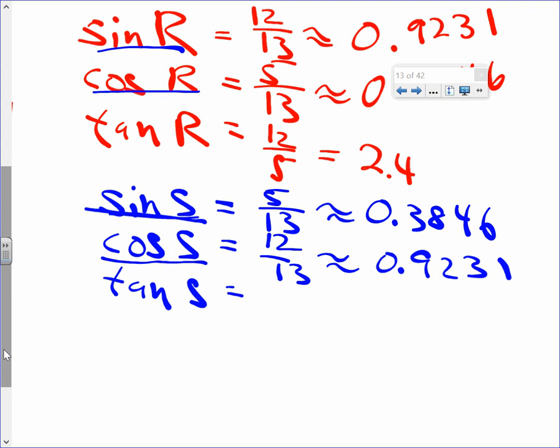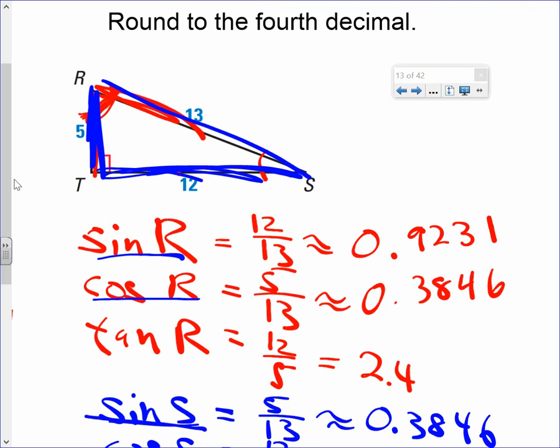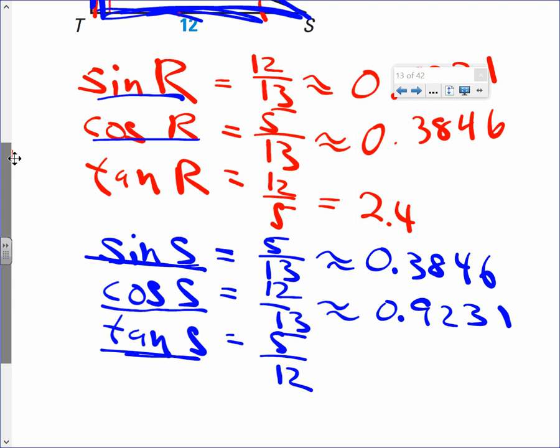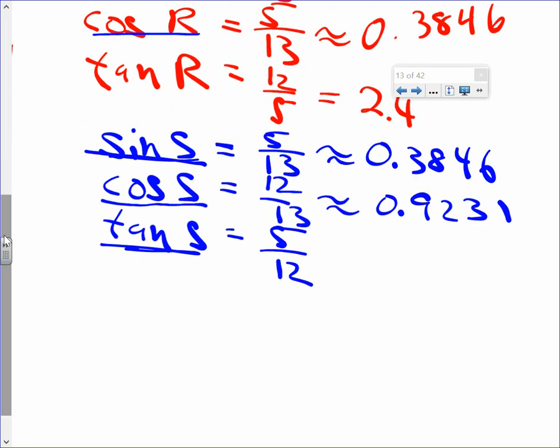TOA. Opposite over adjacent. Opposite, 5, over adjacent is 12. Notice the tangent of S became the reciprocal of the tangent of R. The tangent of R is 12 over 5. The tangent of S is 5 over 12.